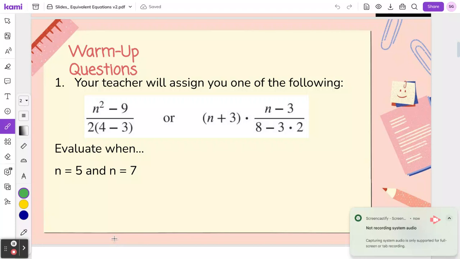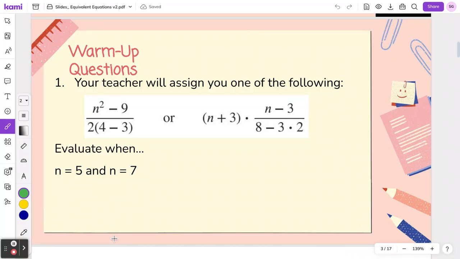Hello, algebra students. This lesson is going to be all about equivalent equations. There's a warm-up question on the screen. Now, it does say your teacher will assign you one of the following. I encourage you to pick whichever one looks more fun to you. If you want, you can also do both.